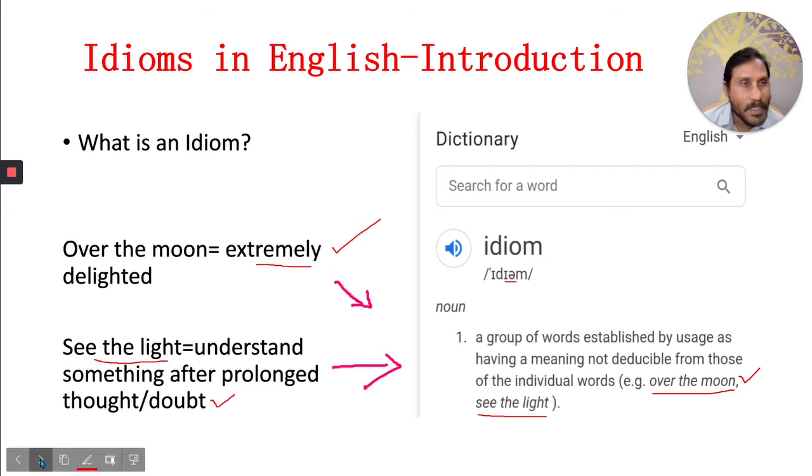Idiom is a group of words whose origin dates back to some historical event or a story, and which cannot be understood by looking at the individual words. It has a special meaning, right?